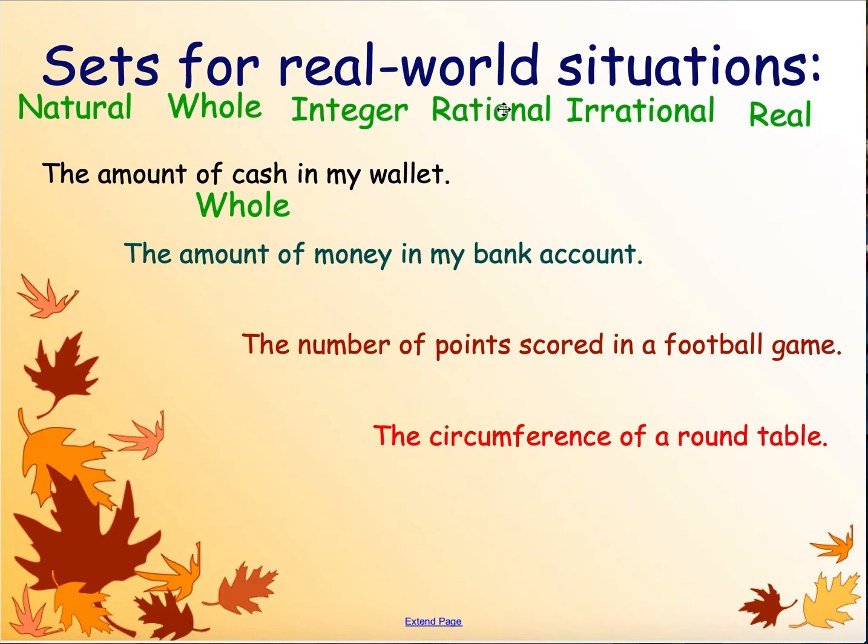So they always terminate, and so therefore I'm going to classify it as rational. So the number of points scored in a football game. Assuming that a game can end in a tie of 0-0, I'm going to say the whole numbers. If you thought of it like it could never end in a tie, some team has to score, then I could see natural numbers being another answer.